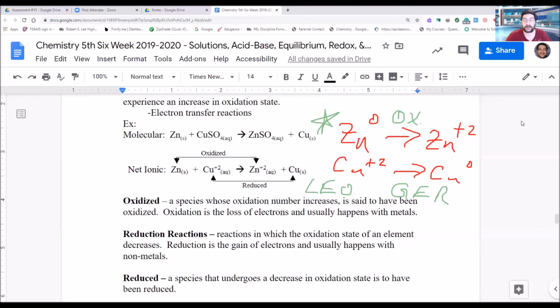The zinc was oxidized. And then down here, the copper went from a +2 charge to a 0 charge, which means that it had to gain 2 electrons to cancel out those 2 positive charges. So that means that the copper here, the copper ions, were reduced to copper metal. And that's it for redox reactions. You have to be able to track the charges from one side of the reaction arrow to the other, and then use your mnemonic device to figure out which element was oxidized and which element was reduced.